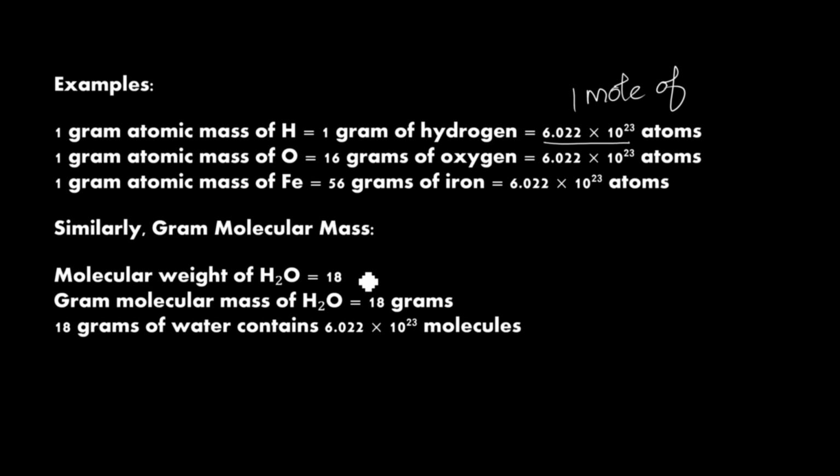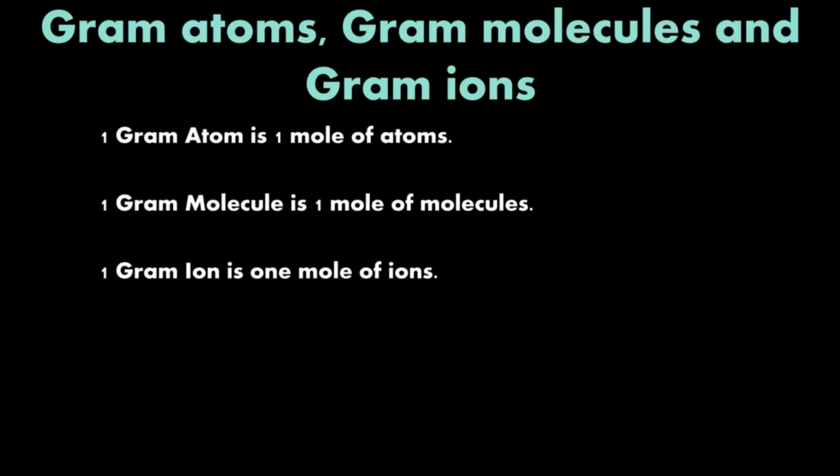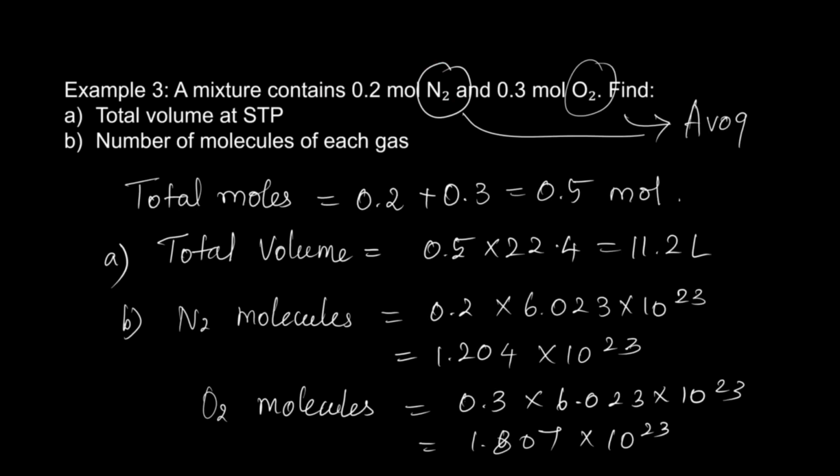Similarly, gram molecular mass. Let's take H2O, water. The molecular weight is 18. Gram molecular mass is 18 grams, which is 6.022 × 10^23 molecules, which means 1 mole of molecules. Once again, mole is just a quantity to measure. It applies everywhere: similarly, gram atoms, gram molecules and gram ions.